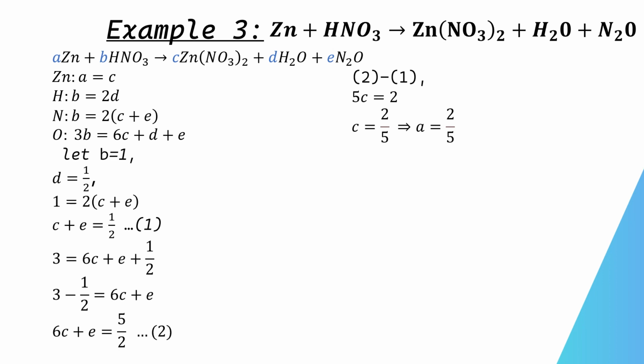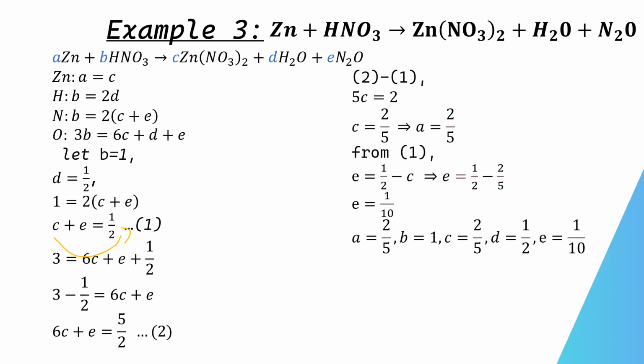From what we said earlier, a is equal to c. So a is also equal to 2/5. Now from equation 1, you can make e the subject, right? Bring c to this side and change the sign. We have half minus c. So e is equal to half minus 2/5. Very, very simple. And that will give us 1/10. So e equals 1/10.